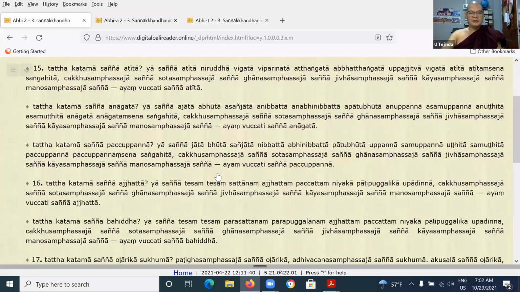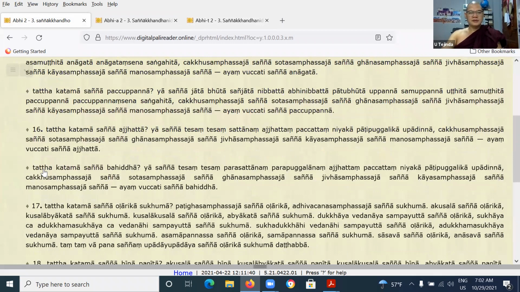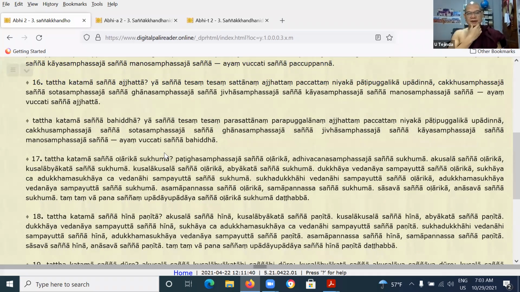Saññākkhandho, oḷārika sukhuma, here. Paragraph number 70, oḷārika sukhuma. So, tattha katamā saññā, oḷārikā saññā, sukhumā saññā here. Paṭighasamphassajā saññā, adhivacanasamphassajā saññā. So this is different from the Vedanā. You see, different from Vedanā here. We have two more, paṭighasamphassajā and adhivacanasamphassajā.